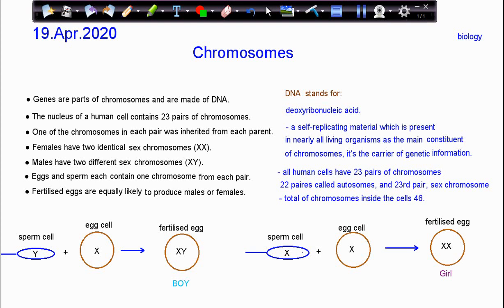Genes are parts of chromosomes and are made of DNA. The nucleus of a human cell contains 23 pairs of chromosomes. One of the chromosomes in each pair was inherited from each parent. Females have 2 identical sex chromosomes, XX. Males have 2 different sex chromosomes, X and Y. Eggs and sperm each contain 1 chromosome for each pair. Fertilized eggs are equally likely to produce males or females.